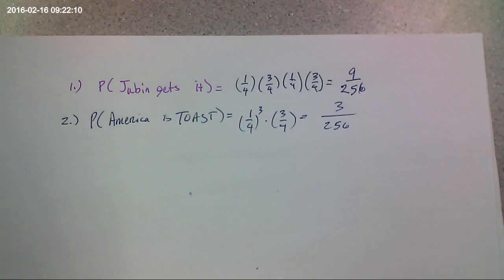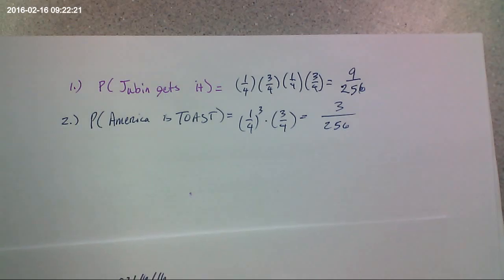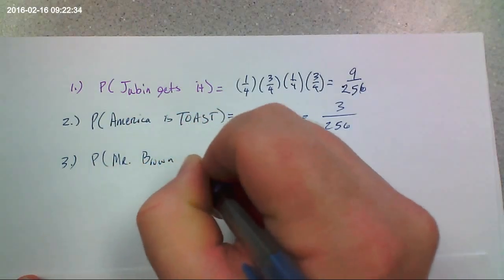Let's see, next one we got, oh boy. What's the probability that one of those three happens? So what's the probability that I get it, or America gets it, or Jubin gets it? So what do we not know that we have to know in order to answer that question? So we got to figure out first what's the probability that Mr. Brown is pushing up daisies.